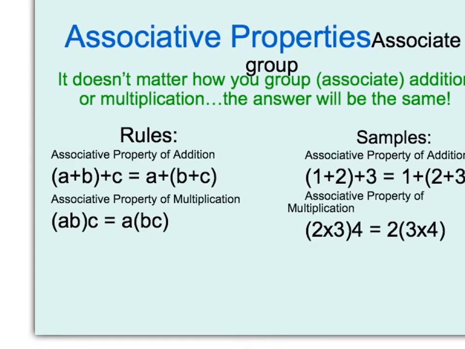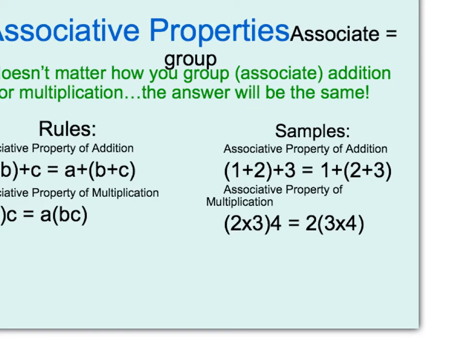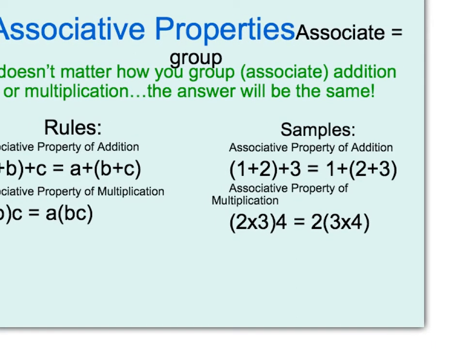This property also applies to multiplication. In multiplication, you can group differently and you'll still get the same answer. So A, B, C: if you multiply A and B together and then multiply C, it's the same thing as multiplying B and C together first and then multiplying A. The example they give you over here, you want to write this down. 2 times 3 is 6, 6 times 4 is 24. That's the same thing as 3 times 4, which is 12, and 12 times 2 would give me 24. So either way, you're going to get 24 for both of these.